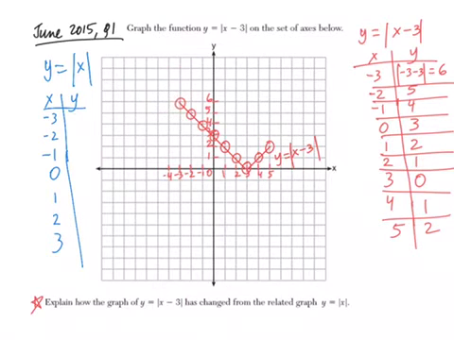So -3 will become 3. -2 is 2. -1 is 1. 0 is 0. 1 is 1. 2 is 2. 3 is 3. So let's plot these. So let's see what we get. We get our V shape as needed.